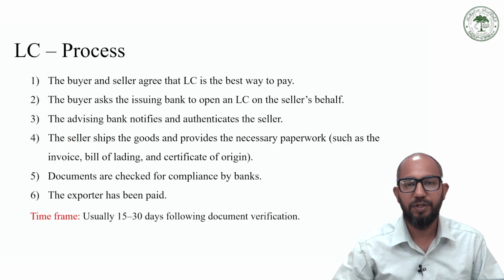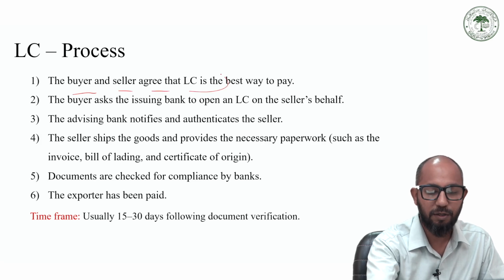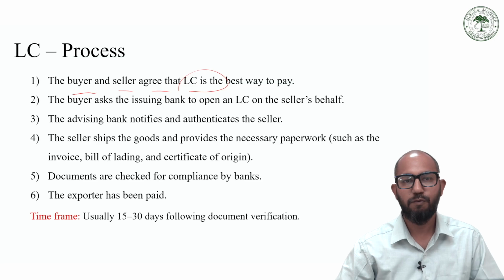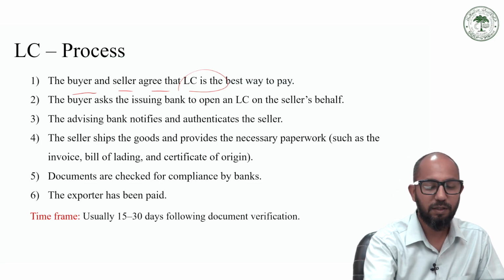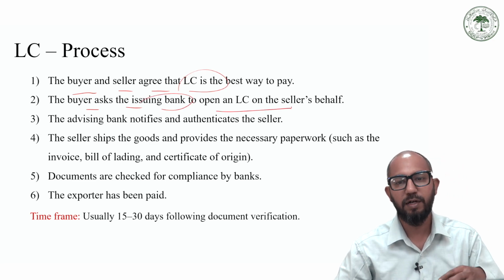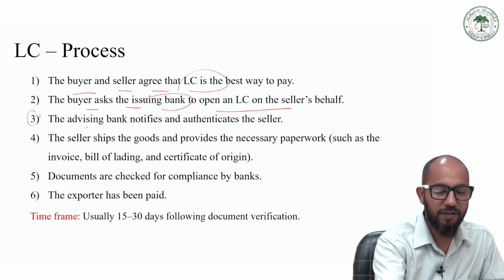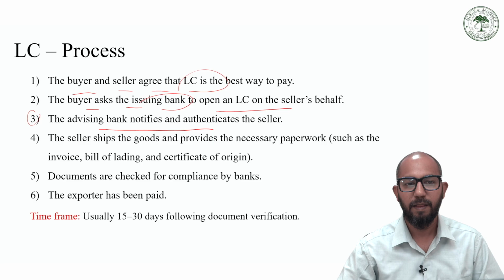Let us now delve deep into the process of letter of credit. The first important step is the buyer and seller agree for the letter of credit and they are confident that it is the best way for them to go into international trade. The second is the buyer asks the issuing bank to open a letter of credit on the seller's behalf. The third is advising bank notifies and authenticates the seller.